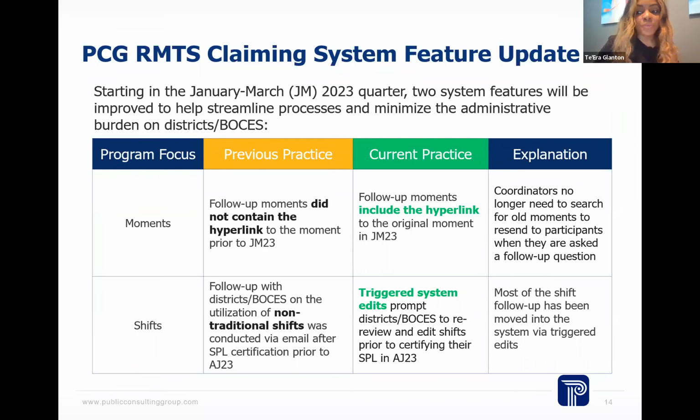And Marley says a wish list for the claiming system is a function that will sort our rosters by shift on that staff pool tab, just like we can with ID, location, and job category. Okay, that's a good one. Write that down. Thank you, Marley.